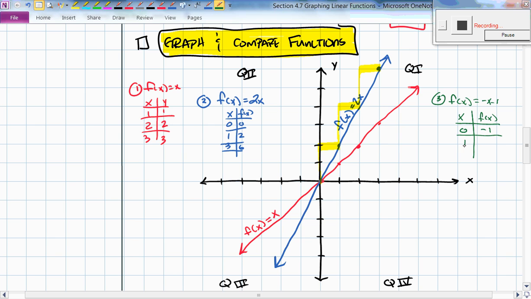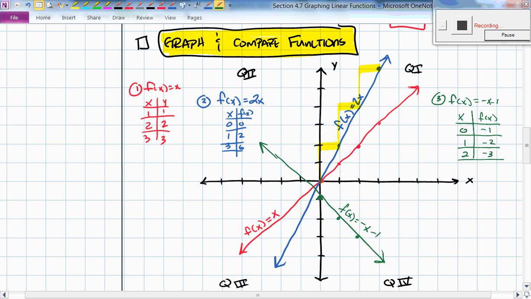If I plug in a 1, what is the output of this function? If I plug in a 1, I get a negative 2, right? And if I plug in a 2, what do I get out of this function? Negative 3. Good, let's plot these points. So 0, negative 1, here we go. 1, negative 2, and 2, negative 3. So it looks like this. And here's my function, f of x is equal to negative x minus 1.